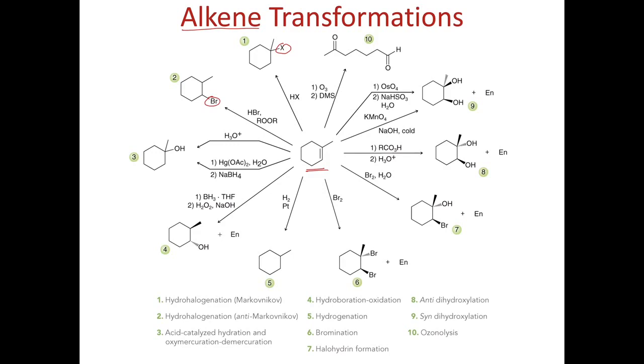We can transform an alkene into an alcohol with the hydroxyl group being in a more substituted position, or we can direct it to a less substituted position. We can also transform an alkene into an alkane by doing a reduction to install hydrogen across the double bond. We can do halogenation to form a dihalide, that is an alkyl dihalide.